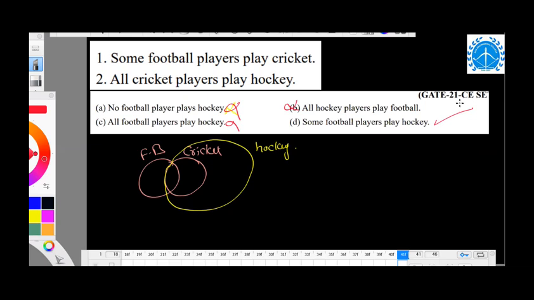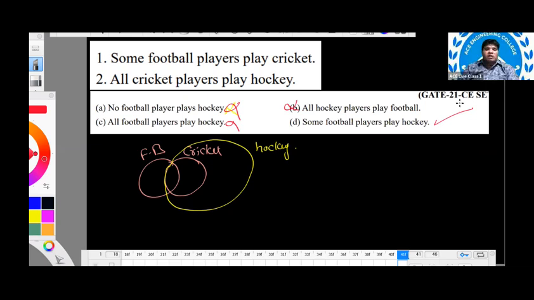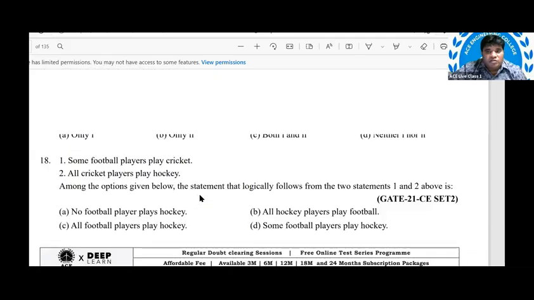Correct. This is a 2 marks GATE question, and it came in last year's question paper. Are you getting it now? Okay, 3 questions completed. Now normal questions. How to solve?